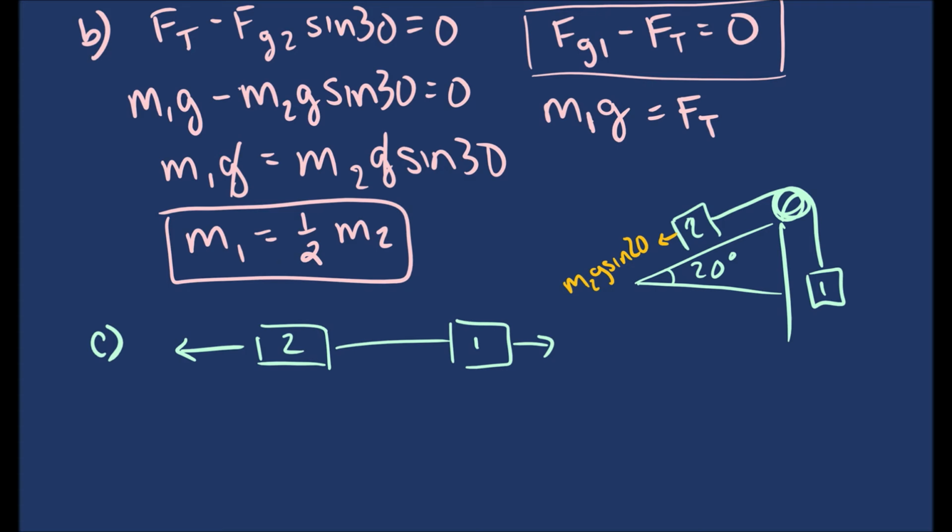But we know that this is going to accelerate in this direction because at 30 degrees, it was a static situation. So m2g sine 20 is less than m2g sine 30. So we know that the force of gravity m1g is going to overtake, and this whole system is going to move so that 1 is falling down and 2 is coming up the incline. So we know our acceleration is going to be in this direction.